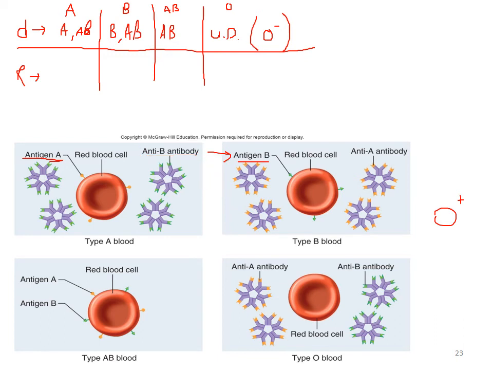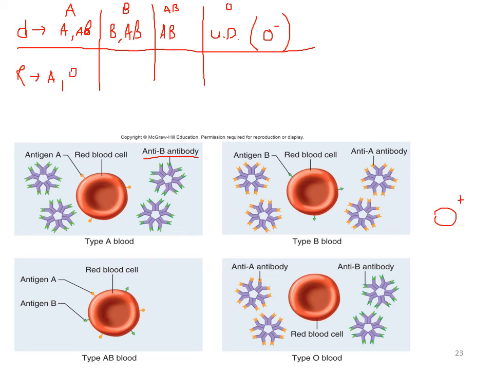The way I would look at this is to go through step by step. If I am type A, I have anti-B antibodies. I cannot receive blood from anybody with a B antigen. So anybody that has a B in the name, I can't receive blood from. So I can receive blood from A's and I can receive blood from O's.